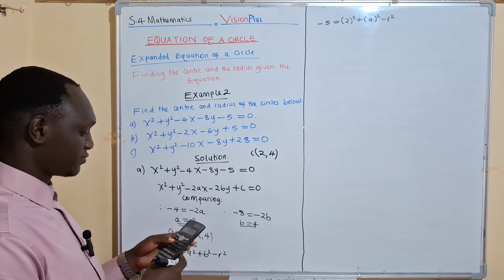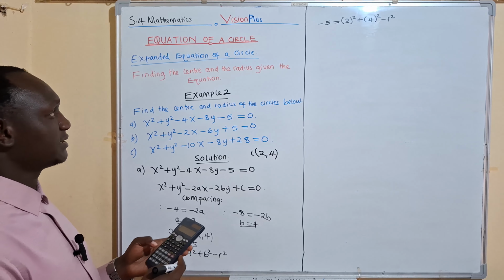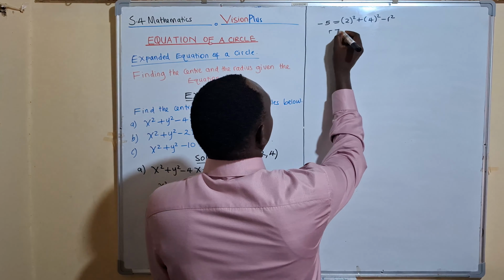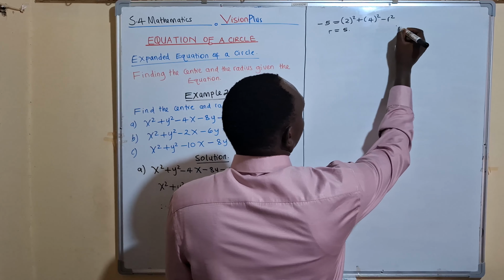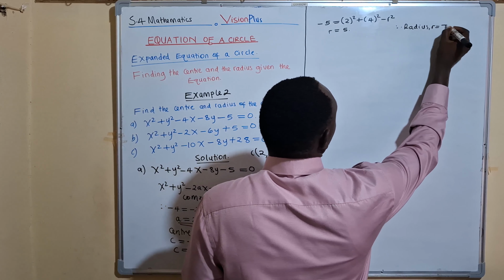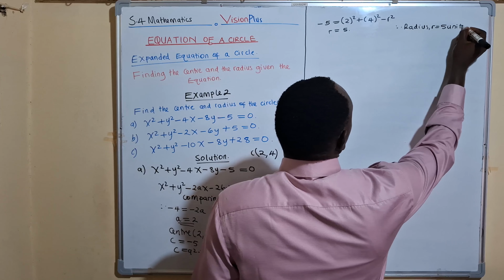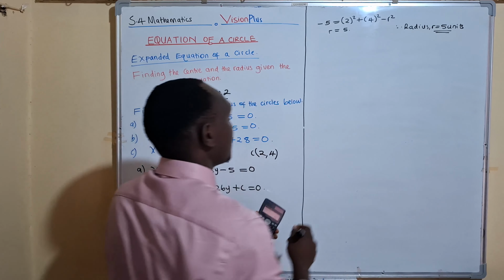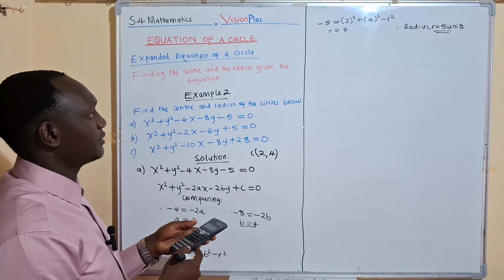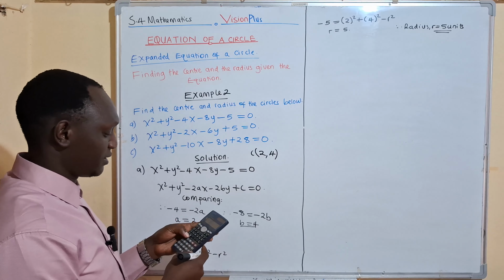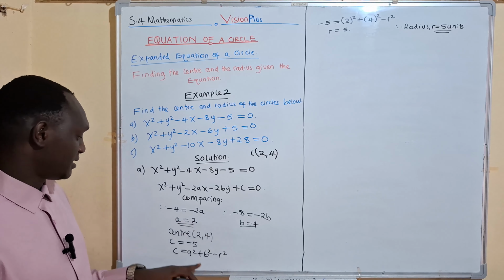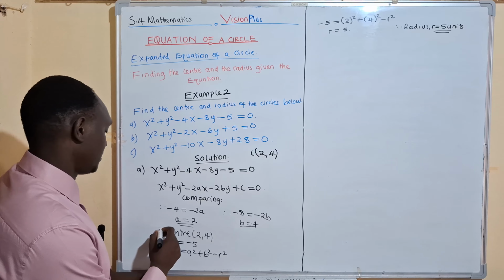2 squared plus 4 squared is 20, plus 5. I'm getting r equals 5 units. Therefore, the radius r is 5 units. Please, it is your task to simplify that. Let me prove mine. 2 squared plus 4 squared is 20, plus 5, 25, root 25. So that is the radius in part A, and this is the center in part A.